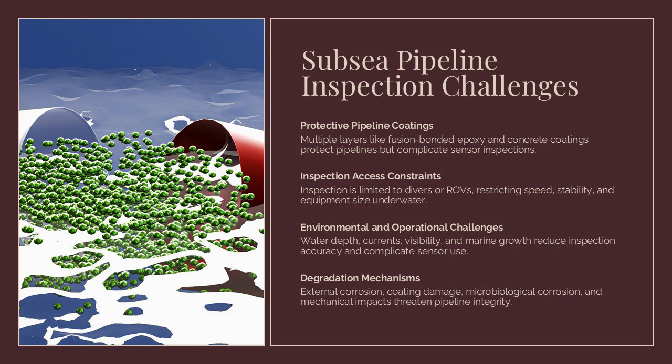From an integrity perspective, the dominant degradation mechanisms include external corrosion, coating damage, microbiologically influenced corrosion, and mechanical damage from third-party interaction. The speaker should highlight that these challenges explain why traditional contact-based ultrasonic testing, UT, and manual radiography are rarely feasible as primary tools subsea. Instead, inspection methods must tolerate coating, marine growth, and remote deployment while still providing meaningful integrity data. This context sets the foundation for understanding why PEC and SDRT are evaluated differently compared to topside or onshore inspections.